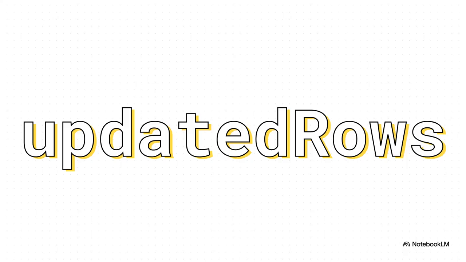And that number you get back, that updated rows integer, that's your proof of just how efficient this is. If that number comes back as, say, 5,000, it means you just updated 5,000 records without using even a byte of memory to hold a single one of them in your application. That is a massive performance gain, and you did it with just a few lines of clean code.